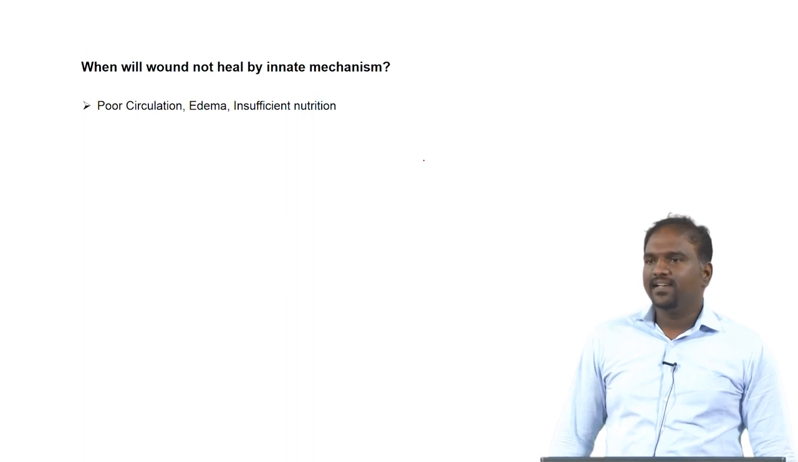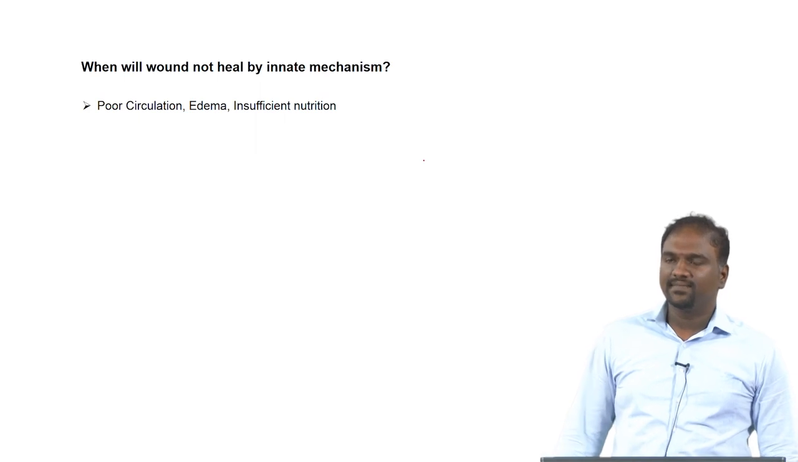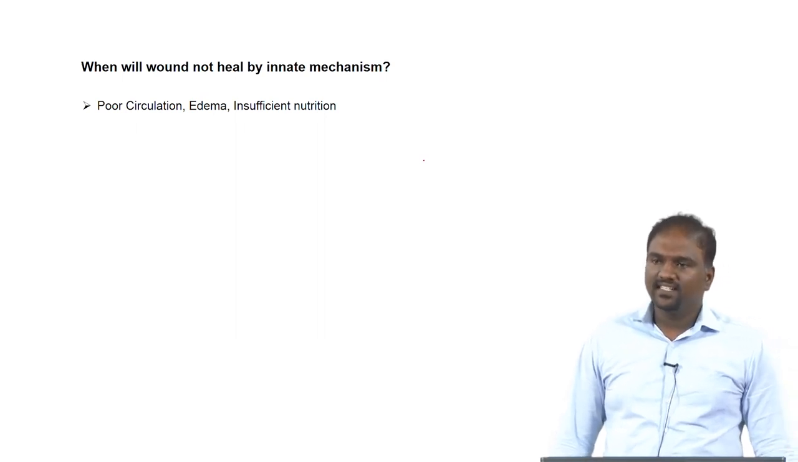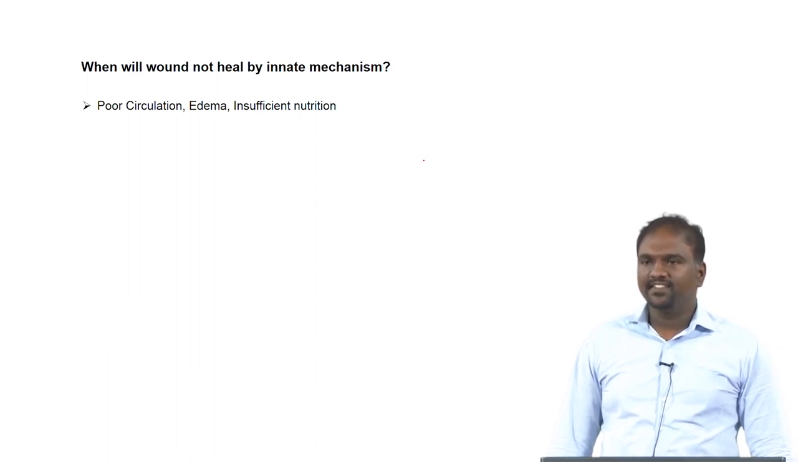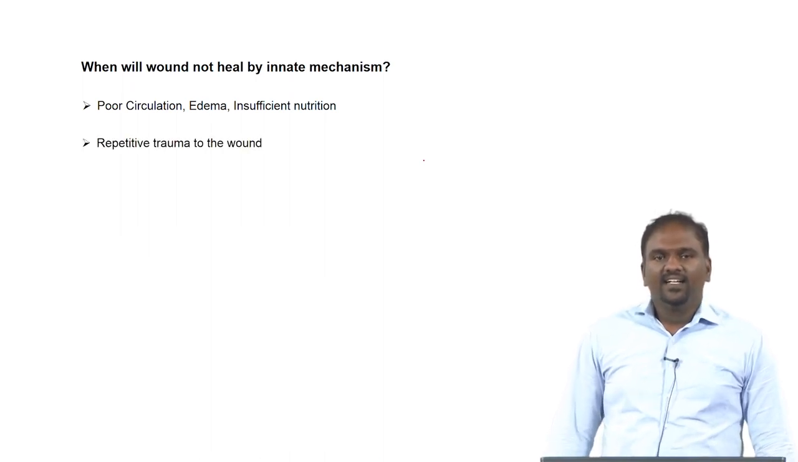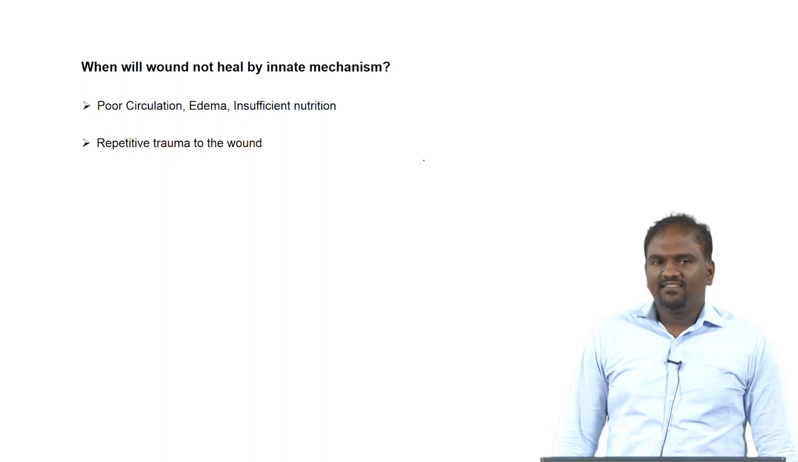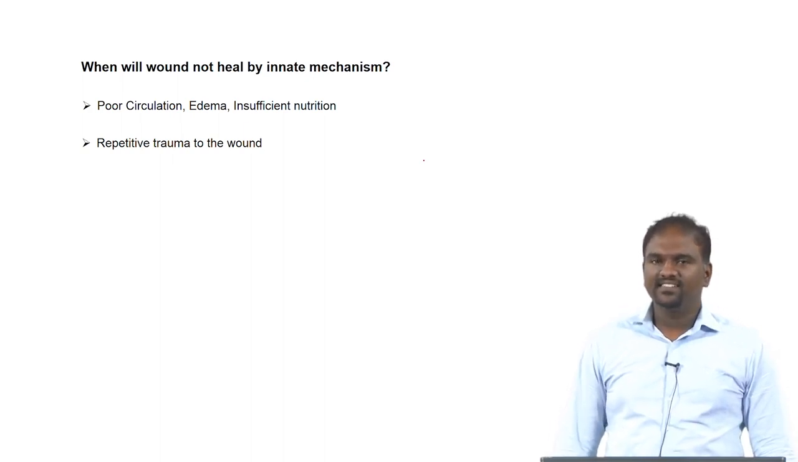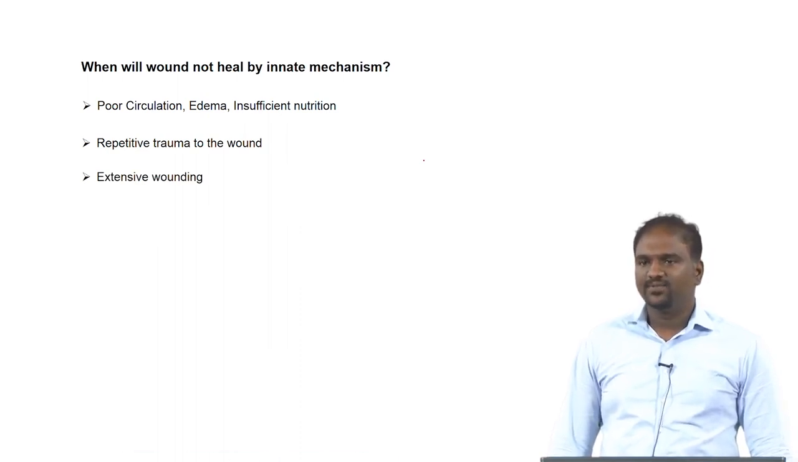In a few conditions, this normal mechanism will not happen. The first is poor circulation: when there is poor circulation of blood into the wound site, normal wound healing will not happen. When there is edema or insufficient nutrients, the normal wound healing process also will not occur. When there is repetitive trauma to the wound, the wound will not heal by its own mechanism. When there is extensive wounding, the wound will also not heal.